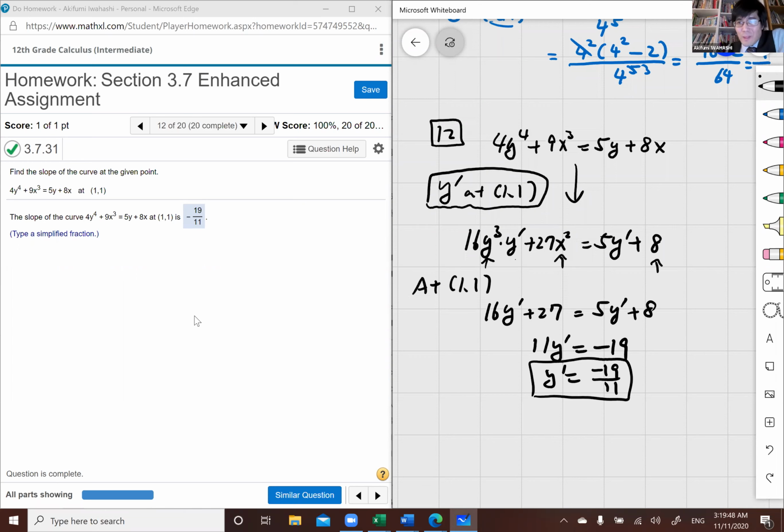Of course, if you really want to find y dash, like in the previous programs, you solve for y dash. So bring these yellow terms to the left side and bring these green terms to the right side, then divide. You should get something like this: 8 minus 27x squared over 16y cubed plus minus 5. And after that, you want to plug in. You still got the same answer.